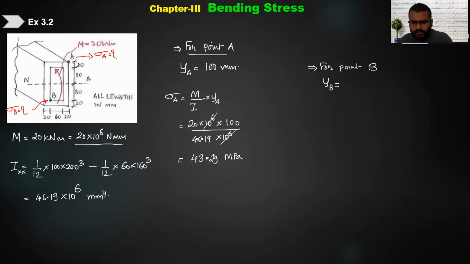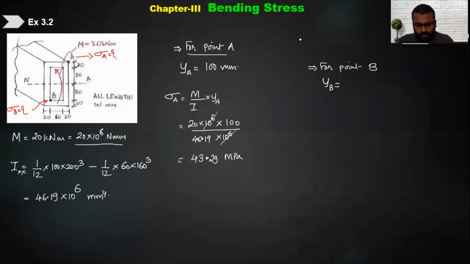80. Let's check. Okay. So now, what is Y for B? Or value of Y for point B? 80 mm. Okay. So अगर वो 80 mm है, तो what will be sigma for B?